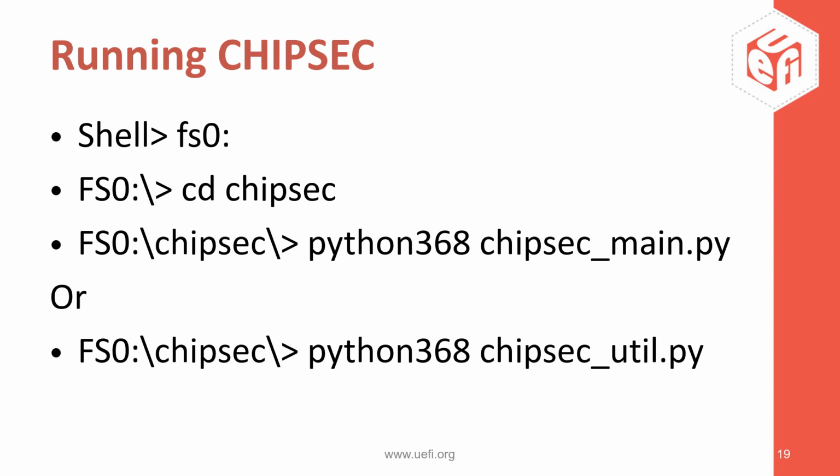So as I'm sure most of us are aware, you boot into the shell, you select to actually run Chipsec, you select where your code is stored, whichever file system. Generally it's FS0, but if you have more than one file system on your device, it might be a different number. Once you find it, you change your directory into the Chipsec folder, and then you call into the Chipsec entry points, either Chipsec main or Chipsec util.